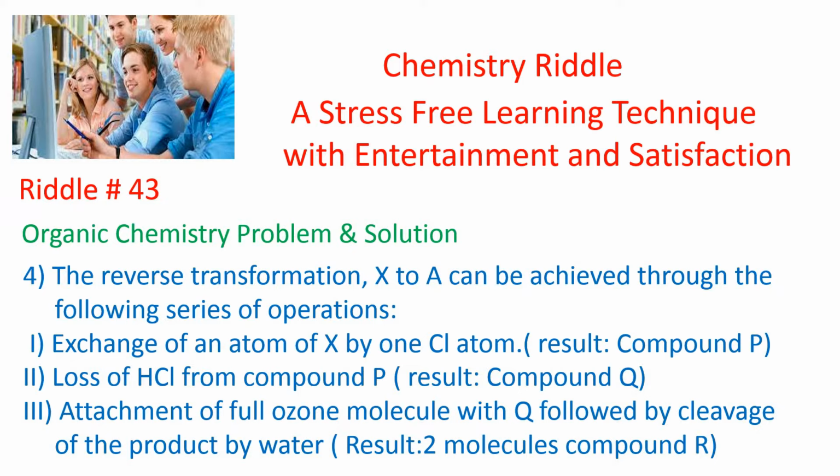Now, fourth statement: the reverse transformation, that is X to A, can be achieved through the following series of operations. Number 1, exchange of an atom of X by one chlorine atom and the result is compound P. Second point, loss of hydrogen chloride from compound P and the result is compound Q. Number 3, attachment of full ozone molecule with Q followed by cleavage of the product by water and the result is two molecules of compound R.